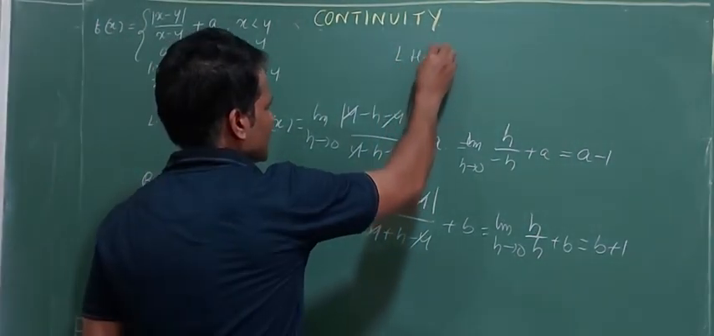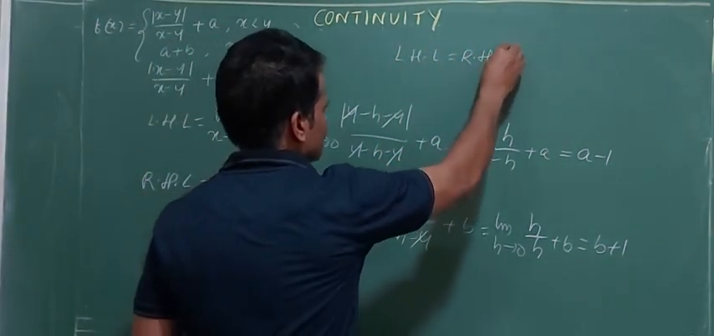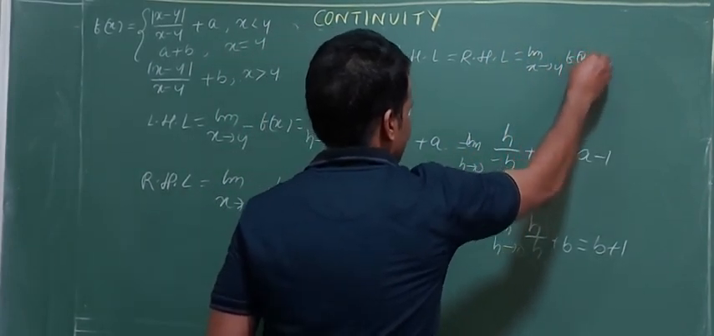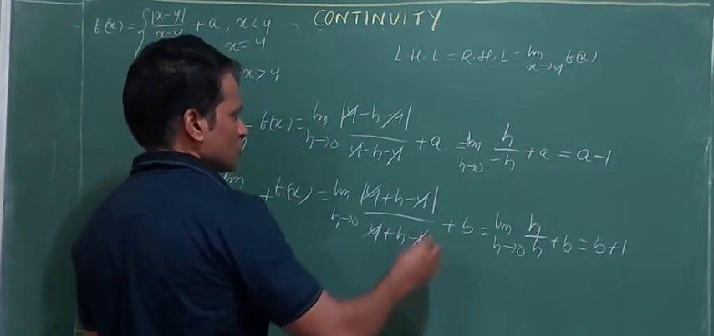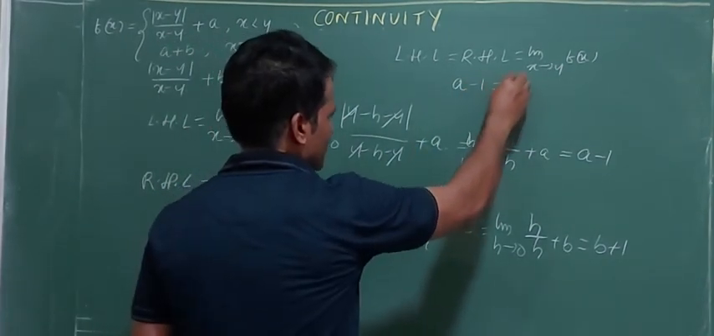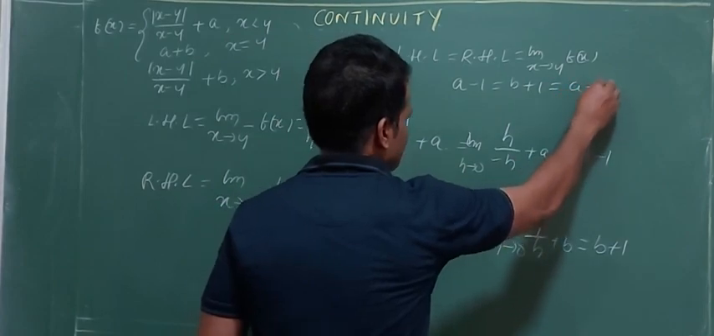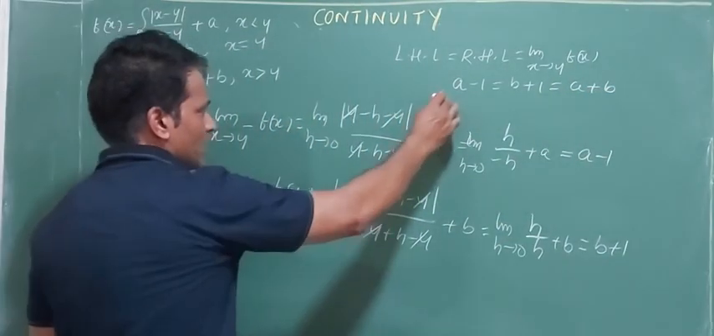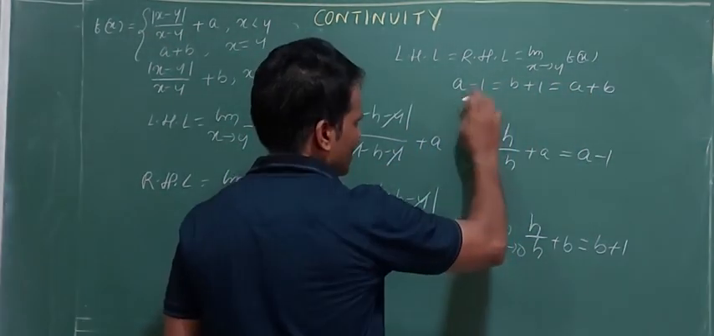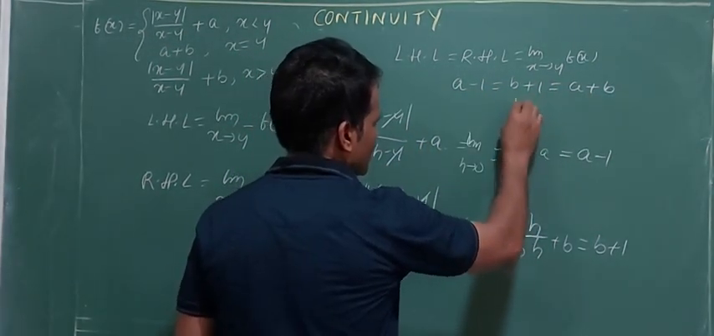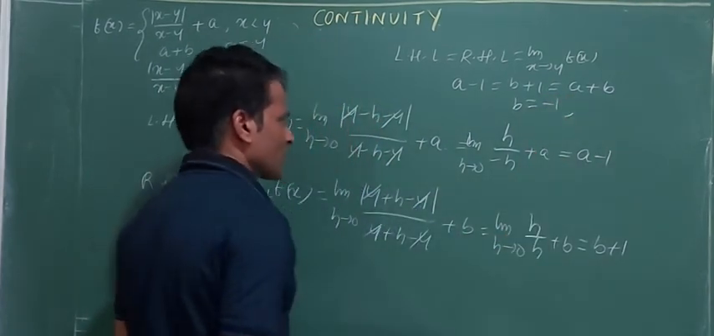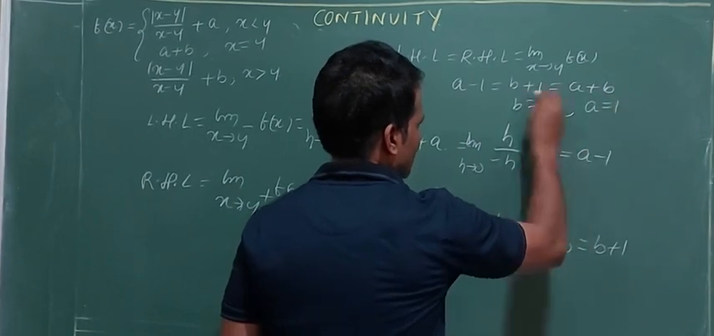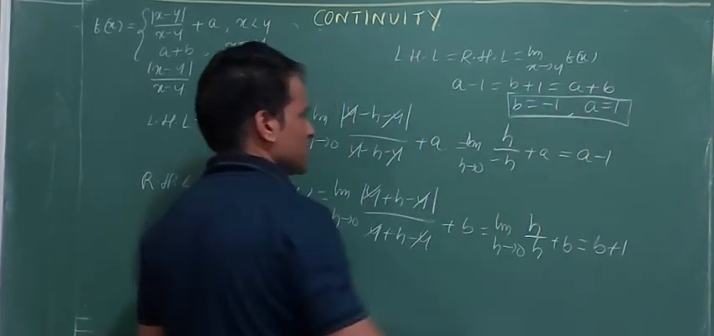As it is continuous, LHS equals RHS equals limit x tends to 4 f(x). That means we got the condition a minus 1, b plus 1, a plus b. At the point it is given as a plus b. So compare a minus 1 with a plus b. A cancels out, b equals minus 1. Compare b plus 1 with a plus b. B cancels out, so a equals 1. Hence we got the answer, a equals 1 and b equals minus 1.